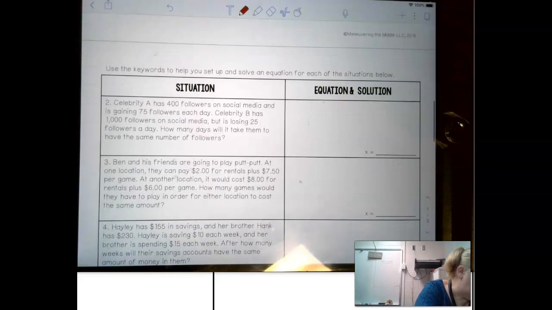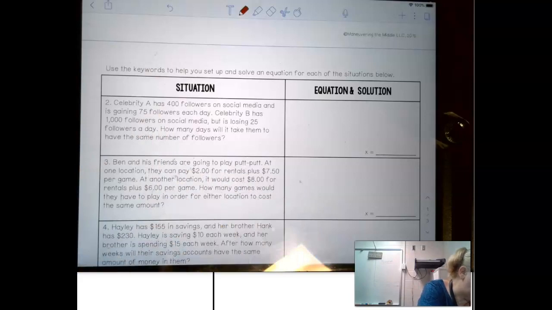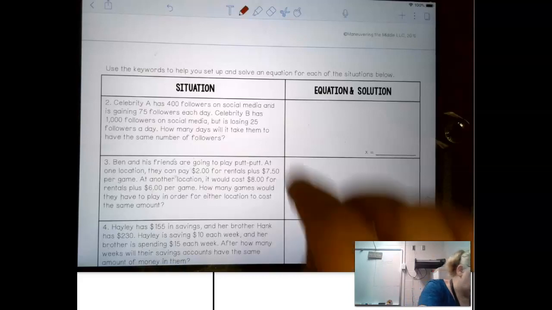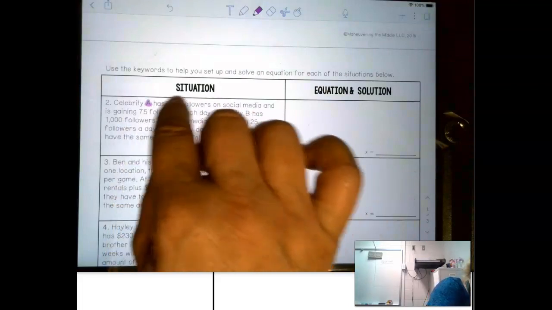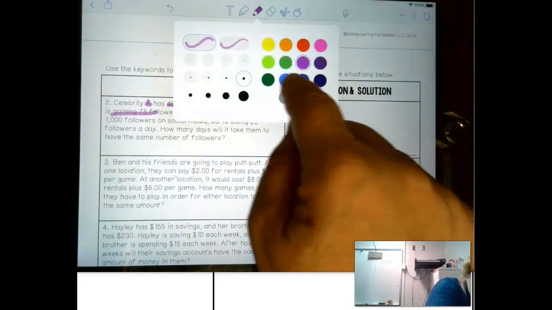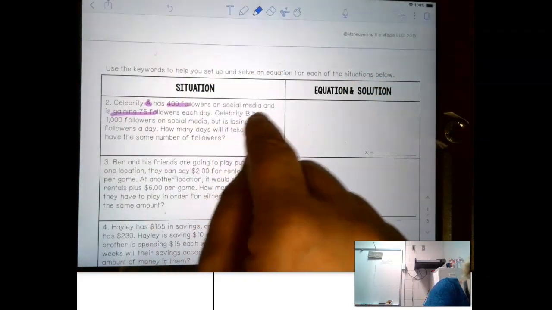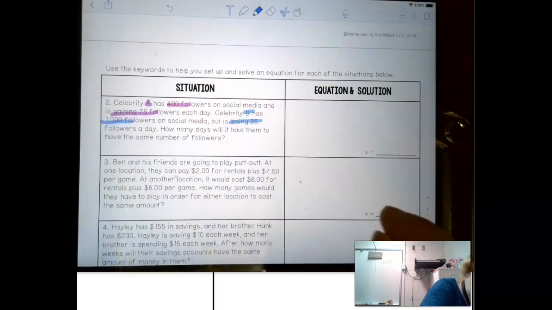So let's do a couple more examples. Celebrity A has 400 followers on social media and is gaining 75 followers each day. Celebrity B has 1,000 followers on social media but is losing 25 followers a day. Okay, so what do I know? I know that A has 400 followers and plus 75 per day. I know that B has 1,000 followers and minus 25 per day.